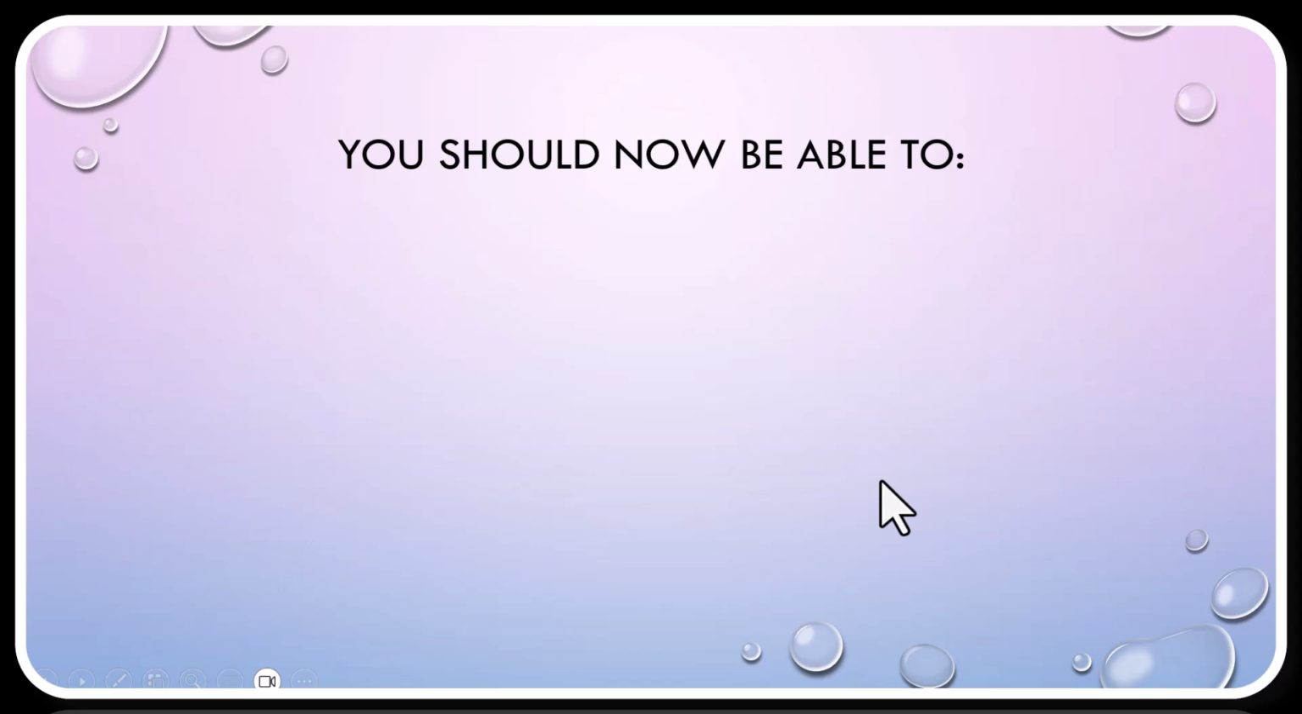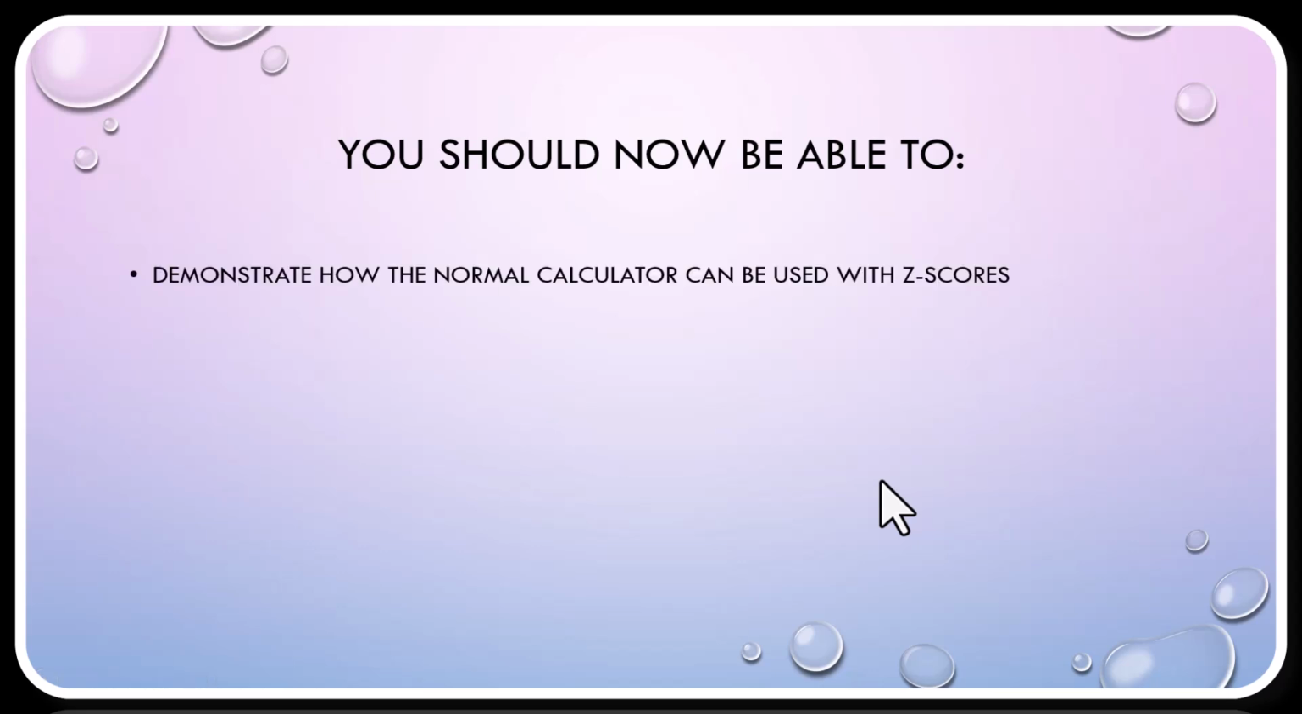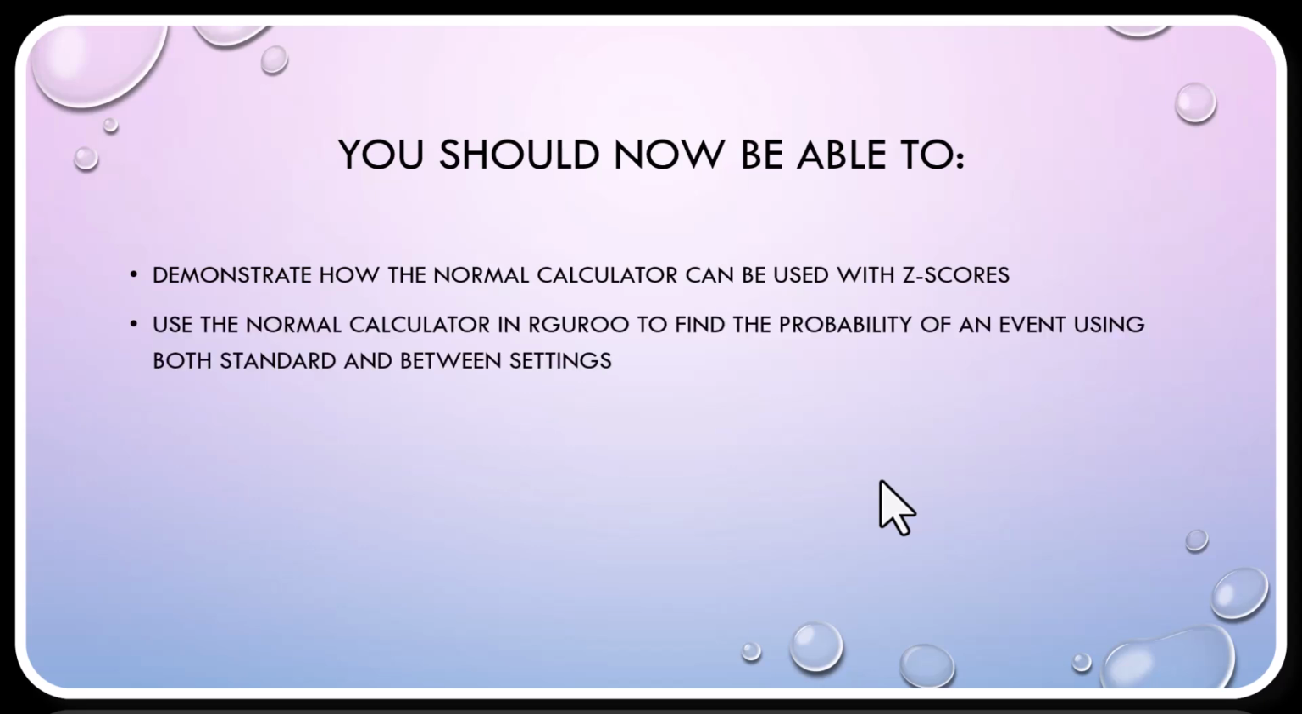So, having watched this video, you should now be able to demonstrate how the normal calculator can be used with z-scores, and use the normal calculator in RGuroo to find the probability of an event using both standard and between settings.